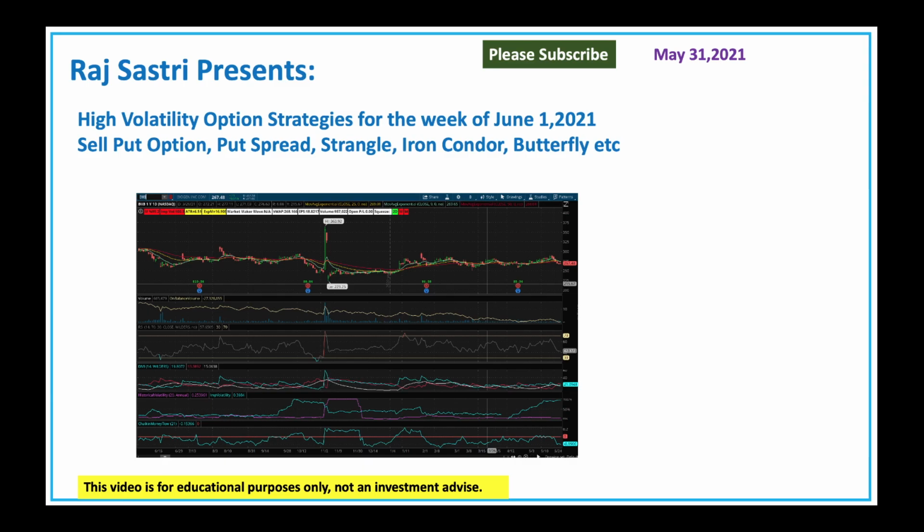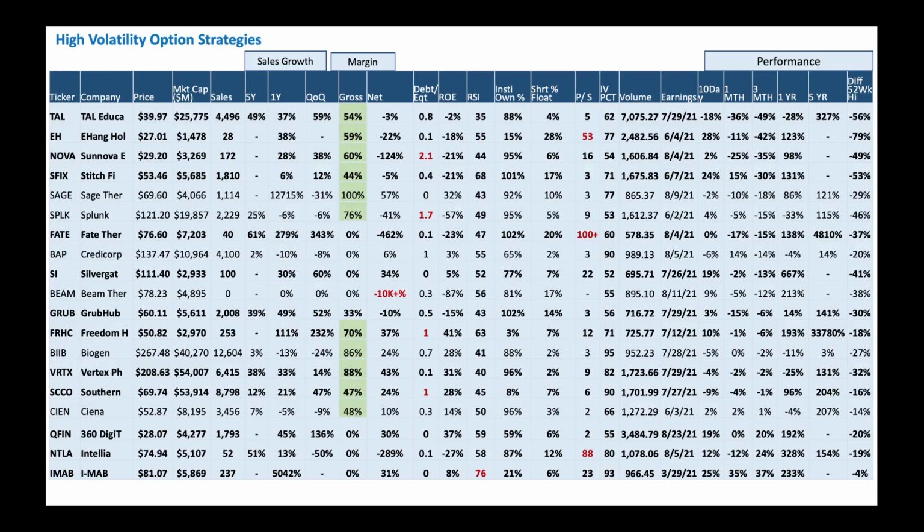So the thought process here is really that implied volatility is high. When implied volatility is high, you want to be an option seller to get the premium in, and you have to be careful too, so that you don't take too much risk. So with that, let's look at a few stocks and a few ideas.